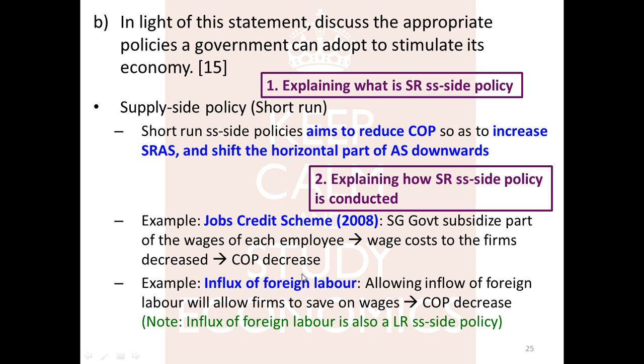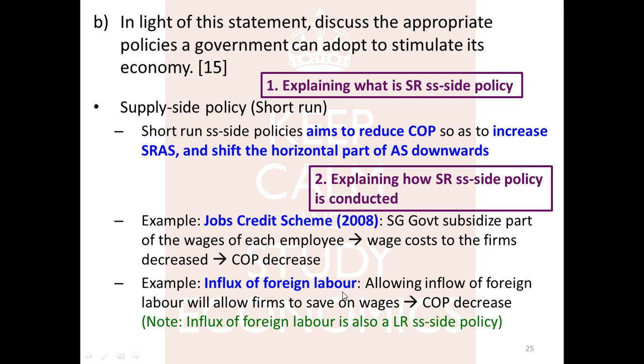Okay. Another example would be the influx of foreign labor. And by allowing the inflow of foreign labor, it would allow firms to save on wages. Because ultimately, remember, the foreign workers, they are willing to work for a lower wage. So by allowing them to come into Singapore, firms are actually able to save on wages. So again, cost of production decreases. Okay, but one thing to note is that this influx of foreign labor can also be a long run supply side policy, depending on how you explain it.